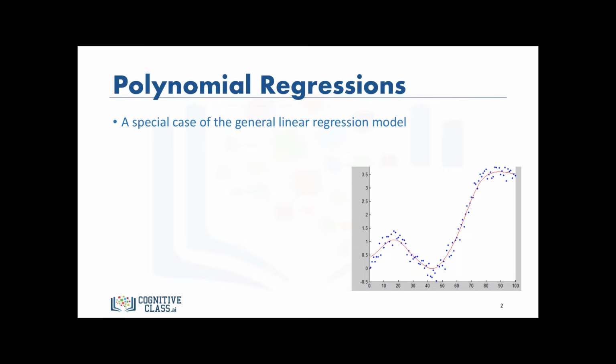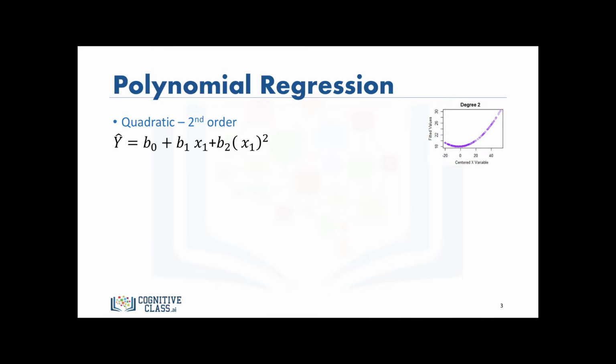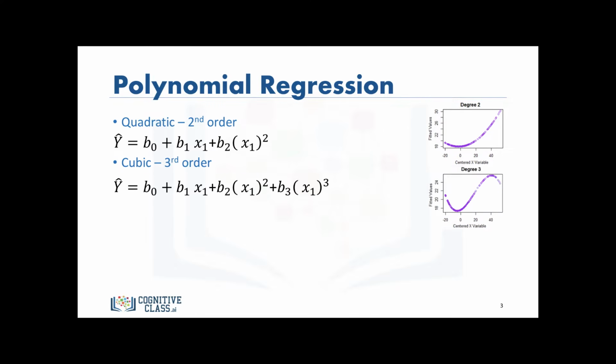Polynomial regression is a special case of the general linear regression. This method is beneficial for describing curvilinear relationships. What is a curvilinear relationship? It's what you get by squaring or setting higher-order terms of the predictor variables in the model, transforming the data. The model can be quadratic, which means that the predictor variable in the model is squared. We use a bracket to indicate it as an exponent. This is a second-order polynomial regression with a figure representing the function.